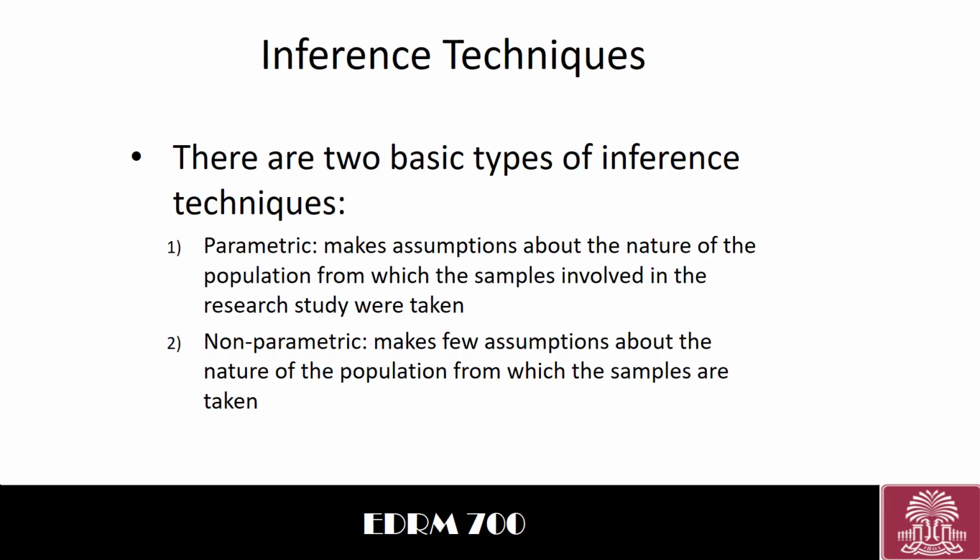There are diverse inferential techniques available for research studies. It is imperative to figure out what tests you need based on your research questions. Parametric techniques make assumptions about the nature of the population from which the samples involved in the research study were taken, whereas non-parametric techniques make few assumptions about the nature of the population from which the samples are taken. Normally, non-parametric statistics are for studies with small sample sizes.